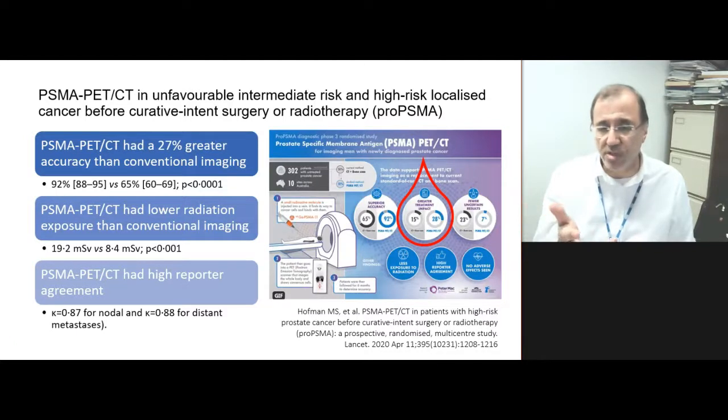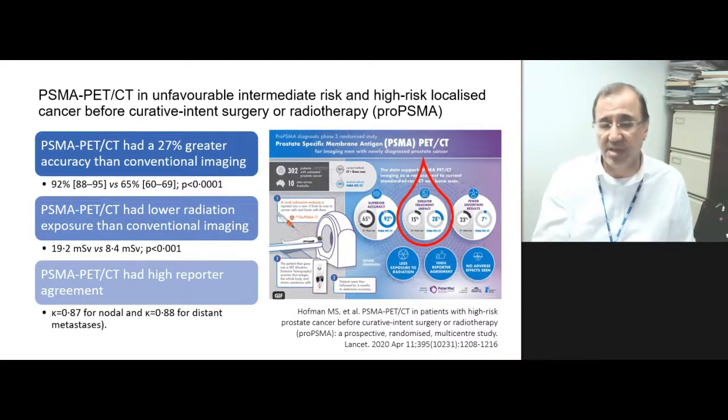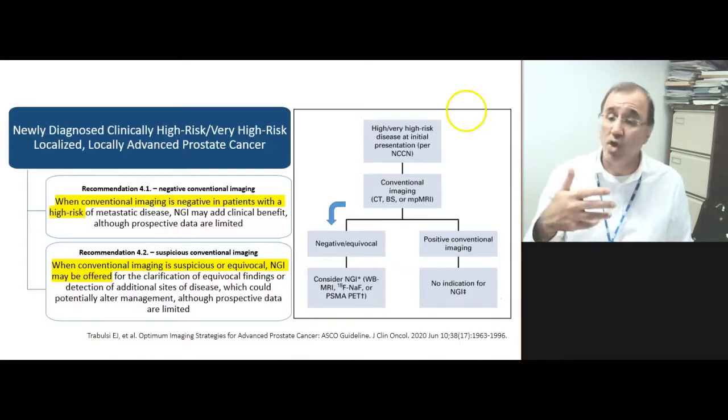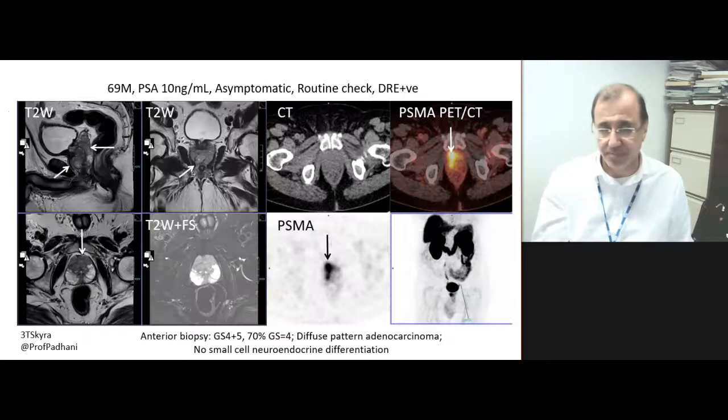And this was evaluated recently by the PRO-PSMA study, which showed that if you compare PSMA to conventional imaging, then PSMA had a 27% greater accuracy, it had a lower radiation dose, had a better report of variability, and caused treatment changes in a substantial proportion of patients. The guidelines say that when conventional imaging is suspicious or equivocal, then you can use next generation imaging.